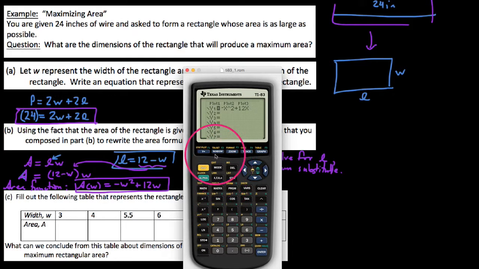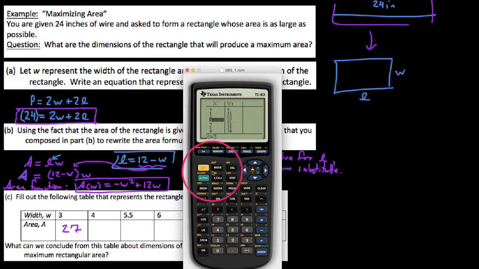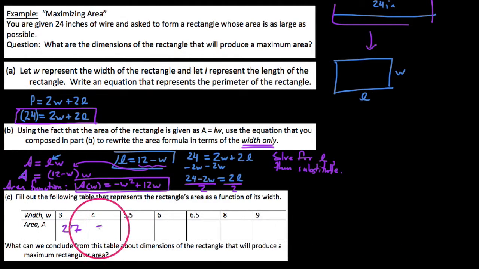If we take a look at this and make a table of values, I'm going to scroll down on my table a little bit, but we can see that with a width of 3, we would have an area of 27 square units. With a width of 4, we would have an area of 32 square units. So I'm going to fill these in here. We get 27, and then 32.